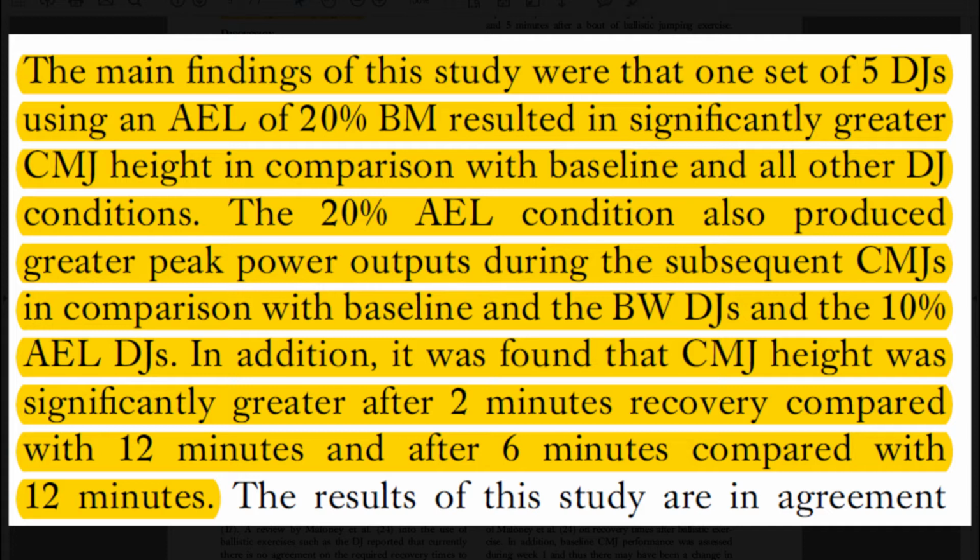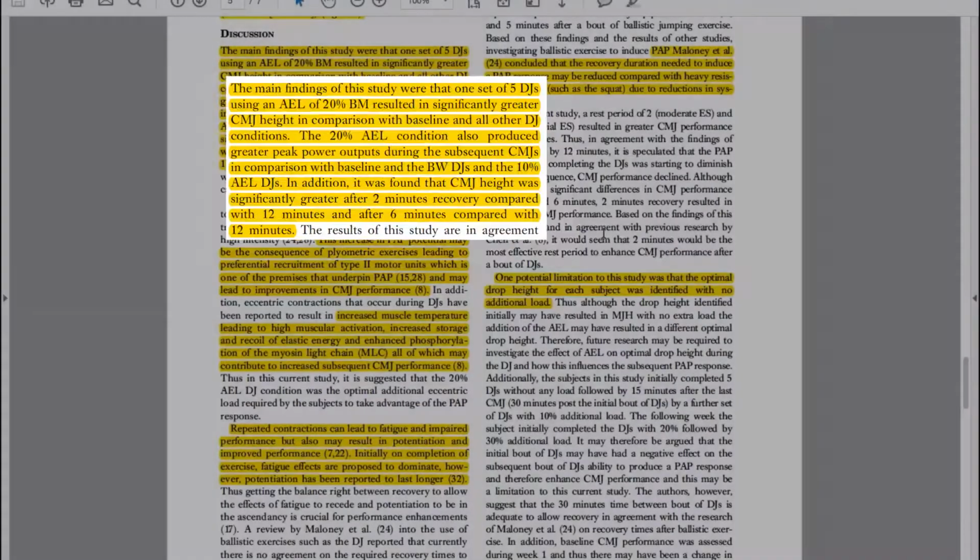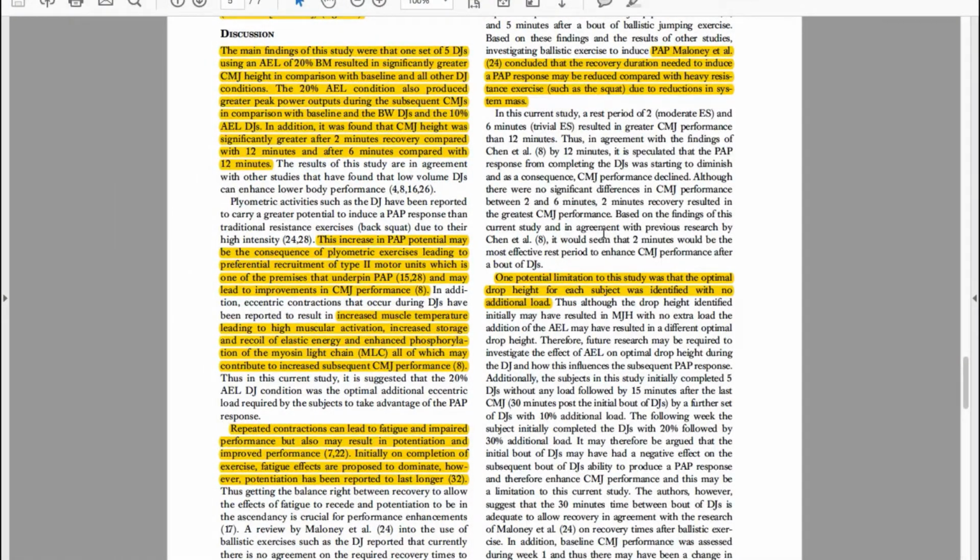It was also found that countermovement jump height was significantly greater after 2 minutes recovery compared with 12 minutes, and after 6 minutes compared with 12 minutes. Plyometric activities such as a drop jump have been reported to carry a greater potential to induce a PAP response compared to traditional resistance exercises such as the back squat due to their high intensity. This increase in PAP potential may be the consequence of plyometric exercises leading to preferential recruitment of type 2 motor units, which is one of the premises that underpin post-activation potentiation.